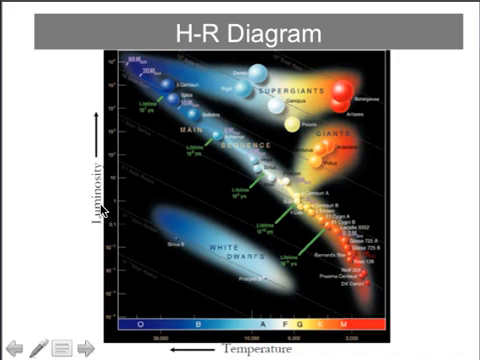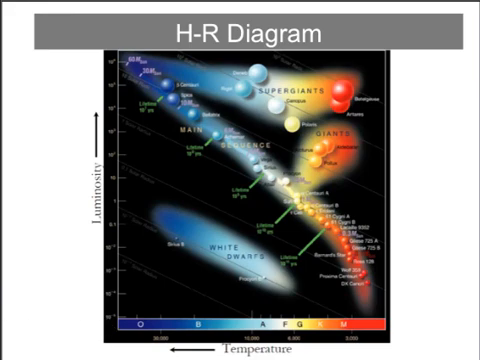Notice that the y-axis has luminosity on it, or brightness. And as you go up on the graph, the stars get brighter and brighter. Also notice that the x-axis has temperature on it, and it's backwards. The hotter stars are blue, and they're over here. And the cooler stars are red, they're over here. Temperature actually goes up as you go this direction. It's backwards from a normal graph.